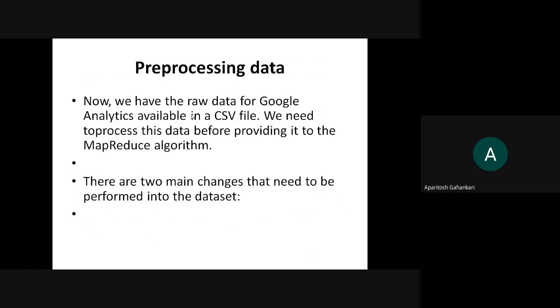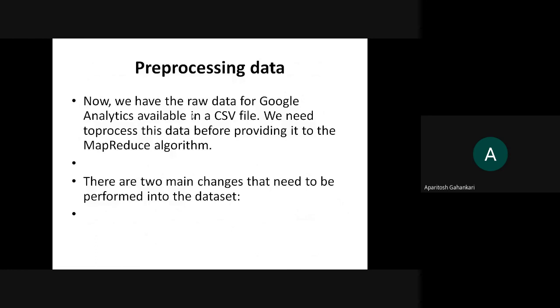Now next is our pre-processing of the data. Once you have the raw data from Google Analytics, in the comma separated version, a .csv file will be there. We need to pre-process this data before providing it to the map reduce algorithm. Ultimately we are going to do the map reduce, and from map reduce we will be able to categorize whether a particular web page is highly popular or whether its popularity is very low, so that we can improve that particular web page.